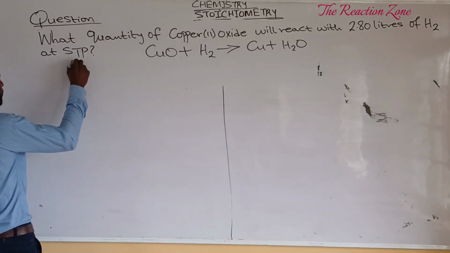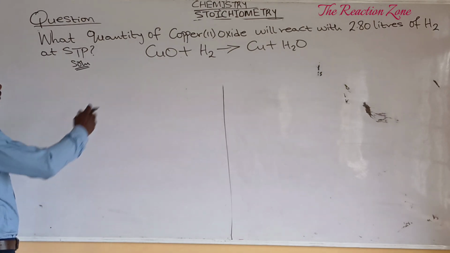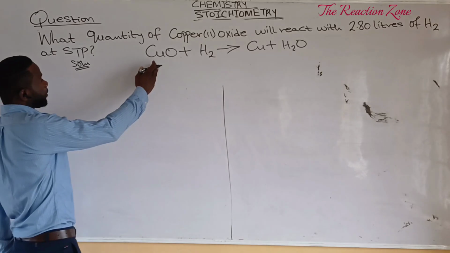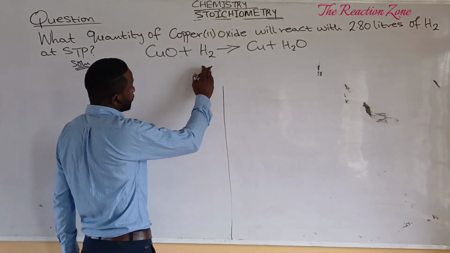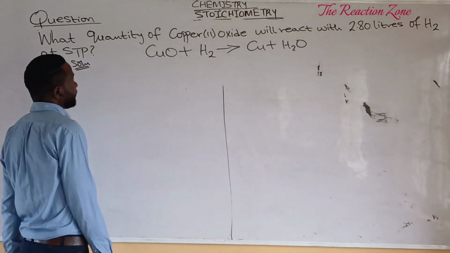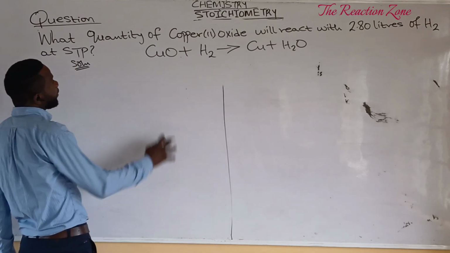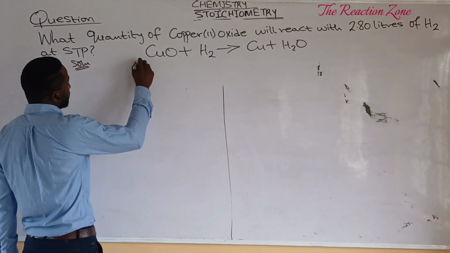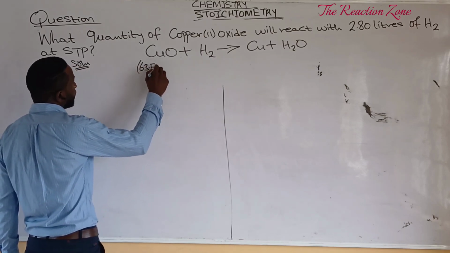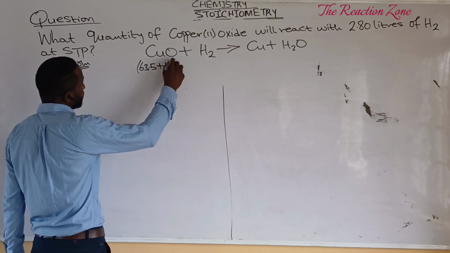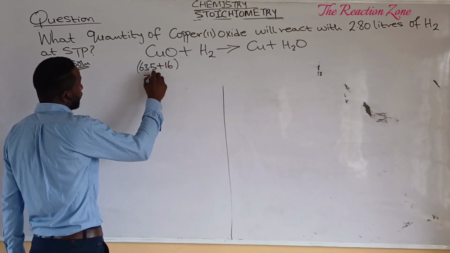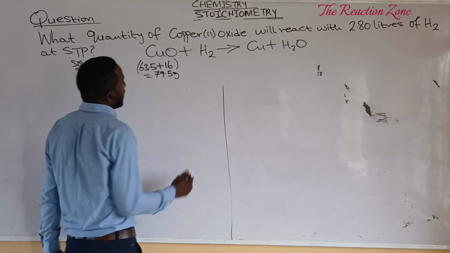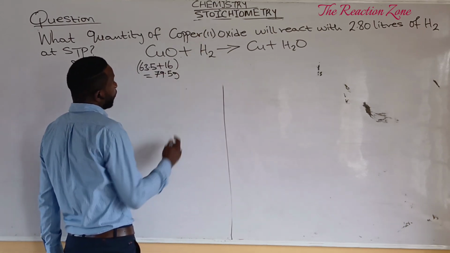When you look at this particular question, especially when you look at the chemical equation, you discover that copper 2 oxide is undergoing reduction by hydrogen to give you copper and water. So we'll start by finding the molecular mass of copper 2 oxide, which is 63.5 for copper plus 16 for oxygen, which is going to give us a total of 79.5 grams. And then the number of moles of hydrogen here is 1 mole.